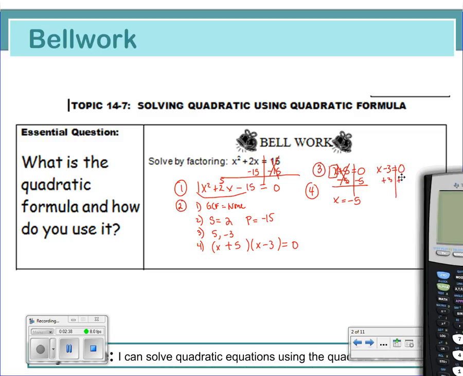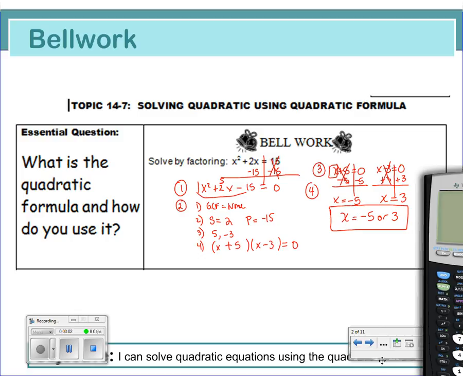Get that calculator out of the way. If I add 3 to both sides, then I have a negative 3 plus 3. That'll get rid of that, so that gets x, and then 0 plus 3 is 3. So my answer when I solve, or my two solutions, is x is equal to negative 5, or it's equal to positive 3.